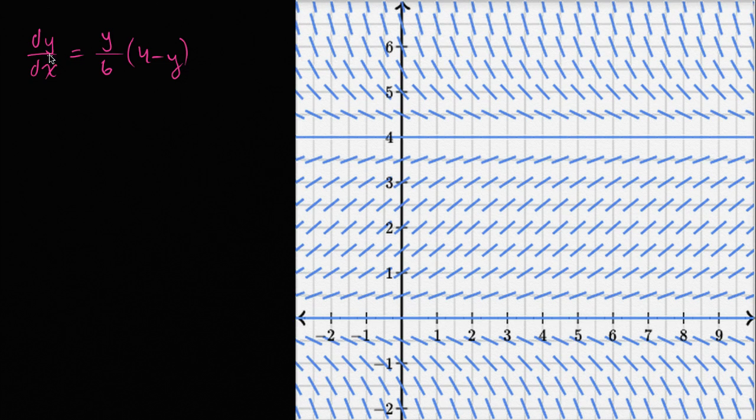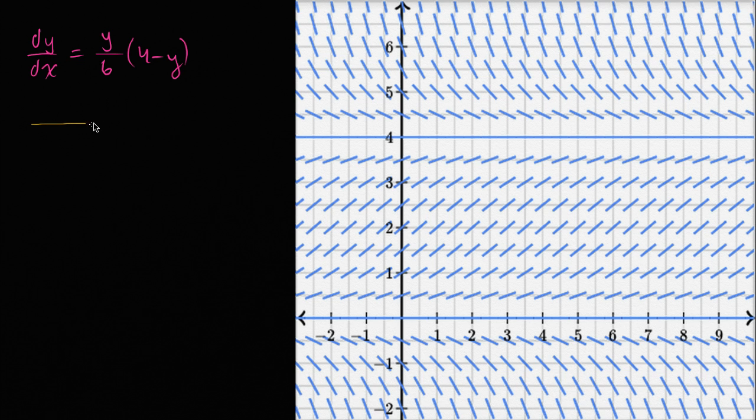So we have the differential equation, the derivative of y with respect to x is equal to y over 6 times 4 minus y. And what we have plotted right over here is the slope field, or a slope field, for this differential equation. And we can verify that this indeed is a slope field for this differential equation.